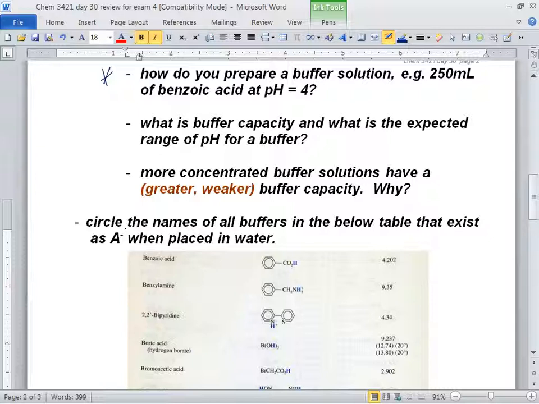What was the idea here? Oh, don't we need a concentration? Let's say 0.8 molar. How do you do this? No, that's going to be way too much.